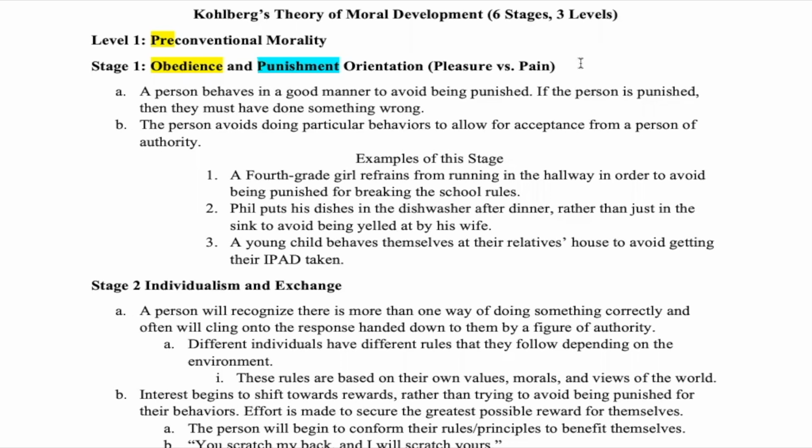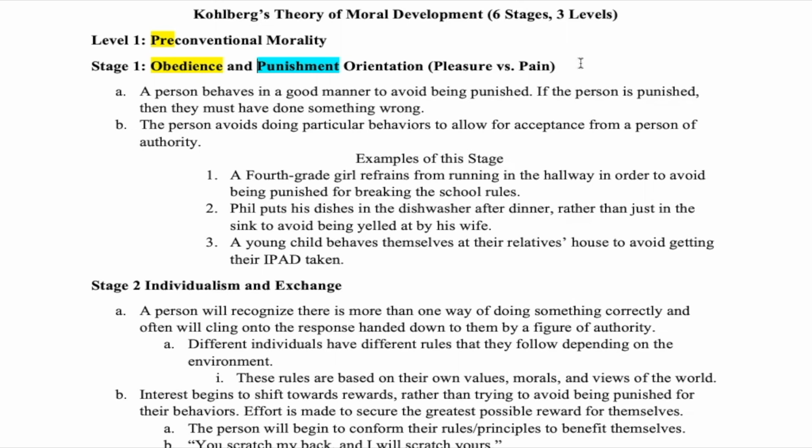If they are punished, they have done something that the person they know and admire does not want them doing. So it's also known as pleasure versus pain. Somebody is going to avoid pain and, again, do what they are being told. But if they find the activity or thing so pleasurable, they will do it anyway and enjoy the consequence that they get. So obedience and punishment orientation is where somebody is going to be obedient to somebody that they know and admire to avoid being punished.